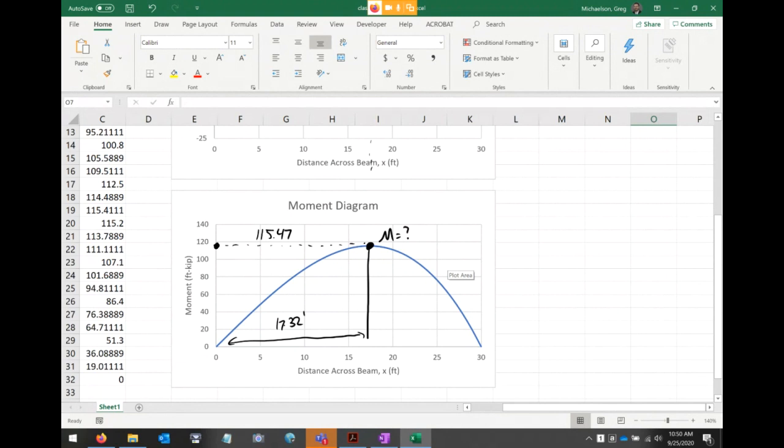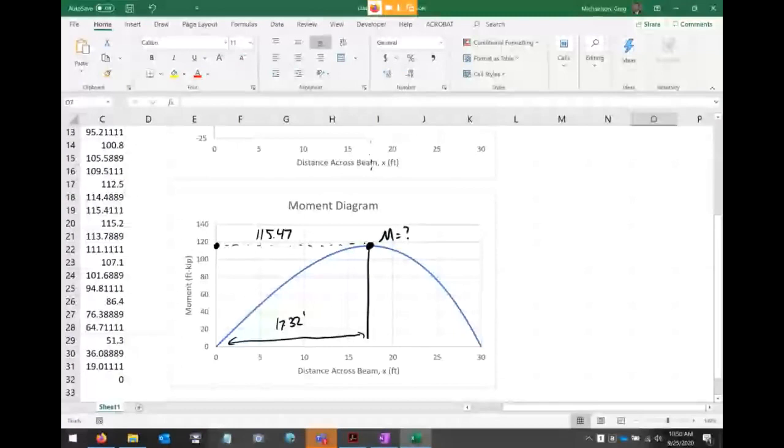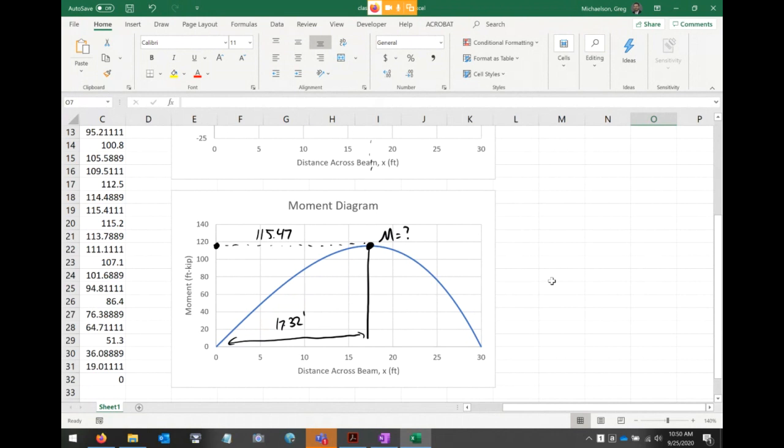So to ultimately answer Mr. Enoch's question, do you have to use Excel? No, you don't have to use Excel, but Excel serves as a very convenient check that what you did by hand makes sense. And also the plots, they look a lot better. My art skills are horrible.